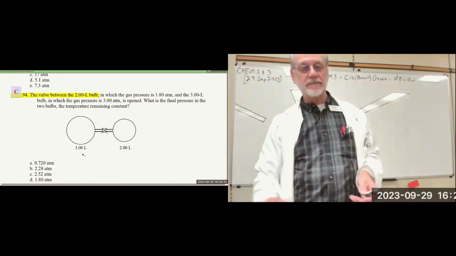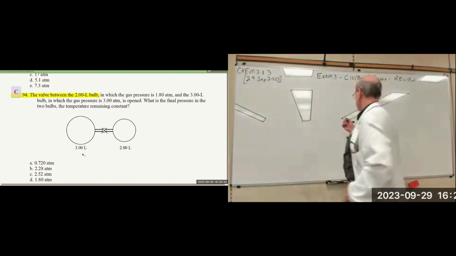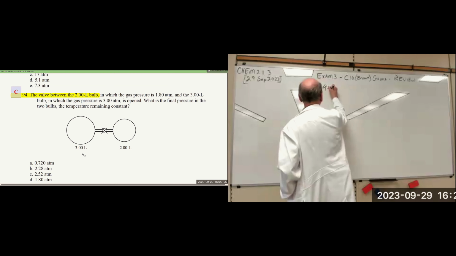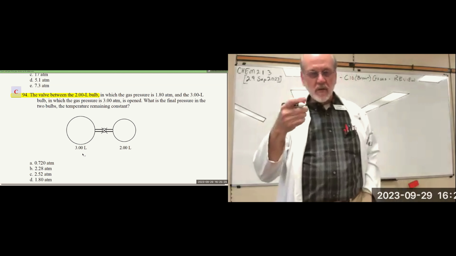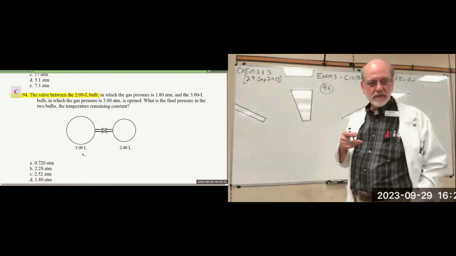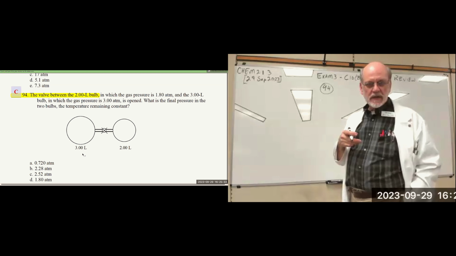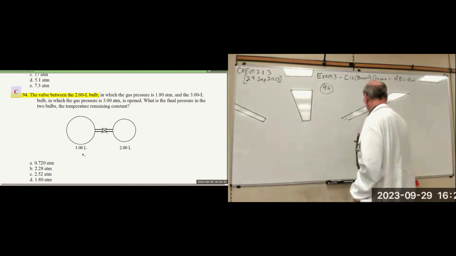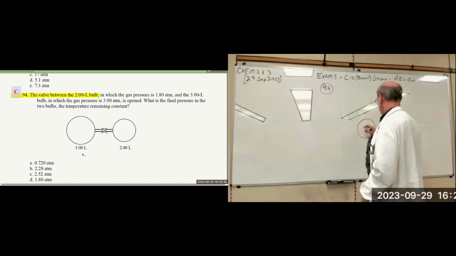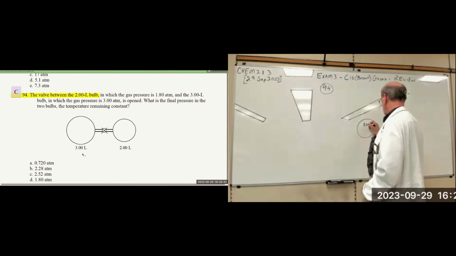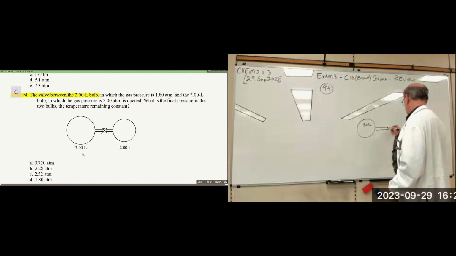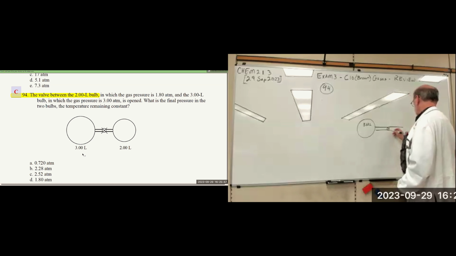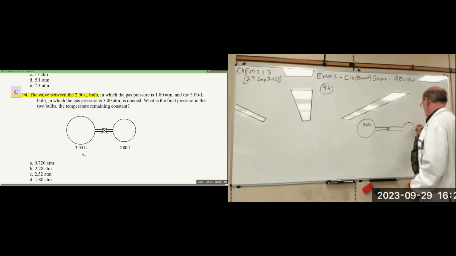Oh, this is a good one. 94. This combines two laws. We've got a bulb that's 2 liters and a bulb that's 3 liters. Got a big bulb here that's 3 liters and connected by a valve to another bulb that's only 2 liters.